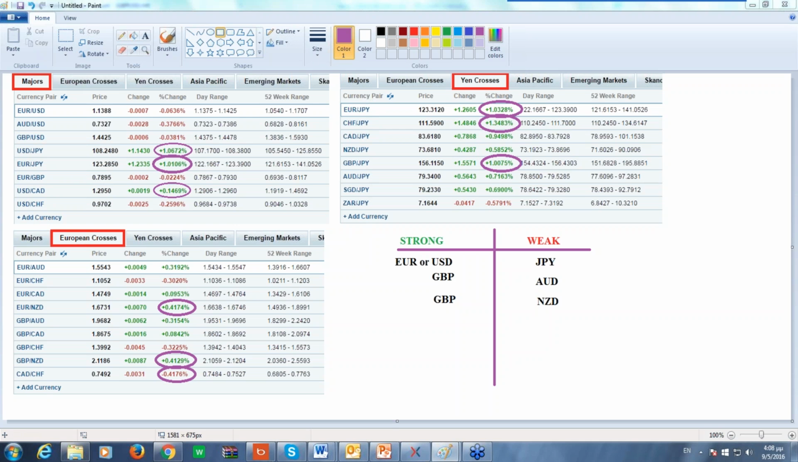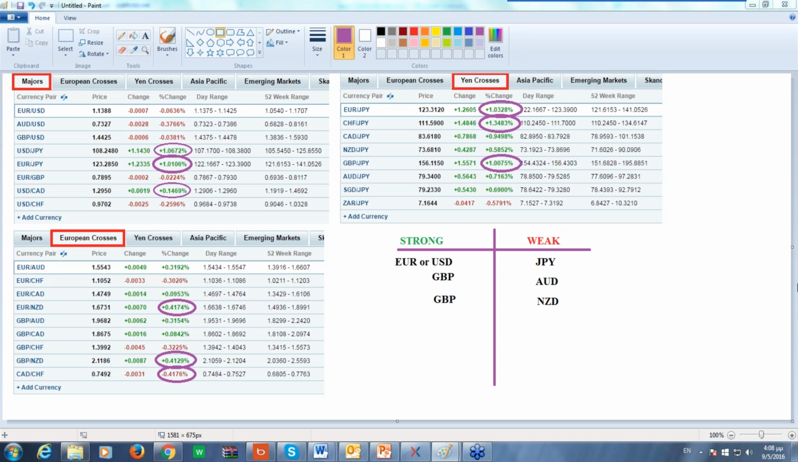Now as you can see, if we actually go on to the yen crosses first. Before anything else, I just want to let you know we are now at the first stage of looking at trading opportunities. So the best thing to do is to look for weakening or strengthening currencies, weak or strong currencies, just to get a snapshot of what's going on in the markets.